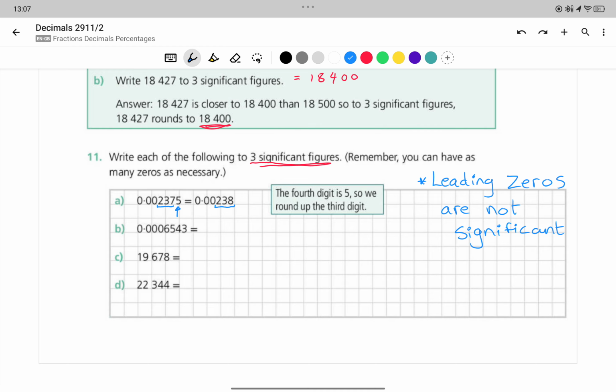Now, we want to keep 3 of these. 1, 2, 3. Is 3 bigger than 5? No. So your answer is 0. How many zeros had we? 3. And then 6, 5, 4. It doesn't change. And then the next one. We want to keep 3 significant figures. Look at the next digit. Is it 5 or more? Yes. So that's going to add 1 to the digit before it.